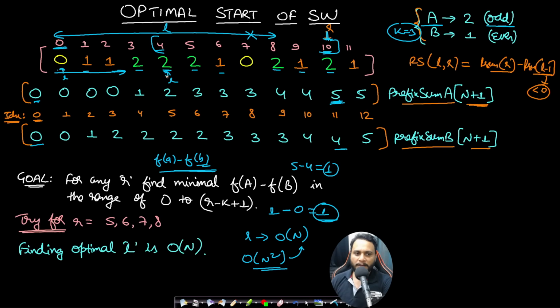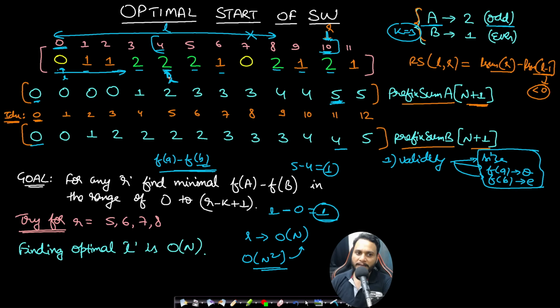Now, how to select the optimal L value in just one step, having to do two things. The first thing is the validity. That means whatever L value I point to, it must be valid in terms of size, and valid in terms of f of a being odd count and f of b being even count. These three things have to be taken care whenever I point L somewhere.